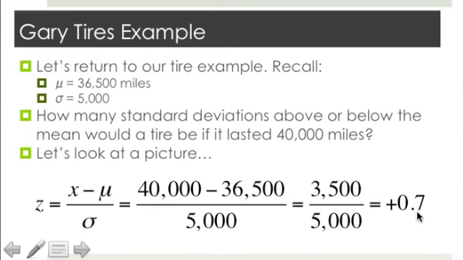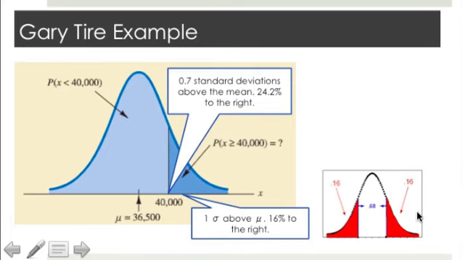So let's take a look at the picture. Let's go back to the picture that we just saw before and add a little bit more detail. You can see here that 40,000 miles is 0.7 standard deviations above the mean. And we know that from our previous slide that 24.2% of those values for that random variable are beyond 0.7 standard deviations.